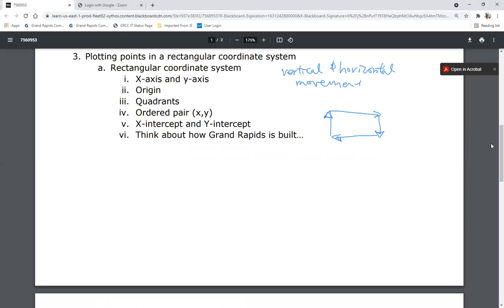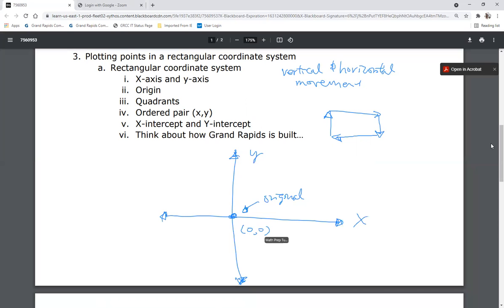Now, most of you probably already know this, but the rectangular coordinate system has 2 axes, the horizontal and the vertical. The horizontal axis is called the x-axis. The vertical is called the y-axis. Where the 2 axes cross, this point right here, is called the origin. The origin is located at the coordinate (0, 0).